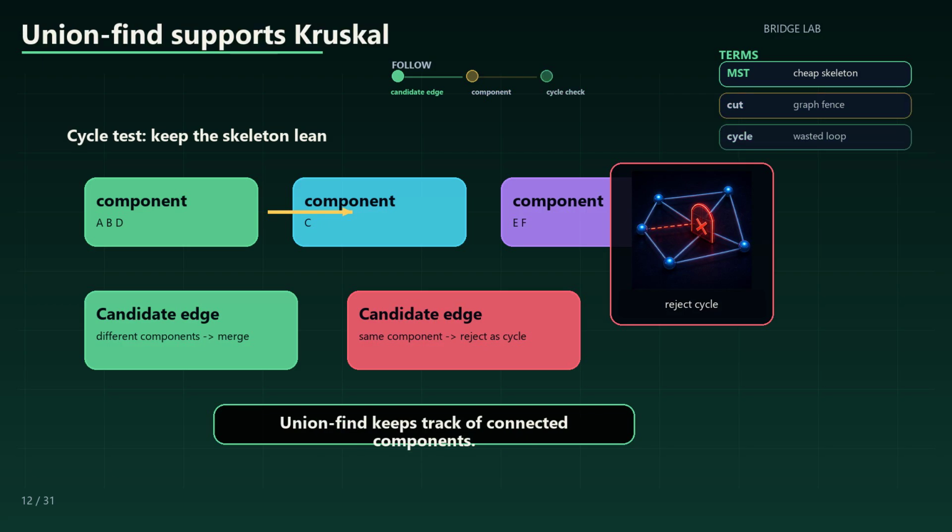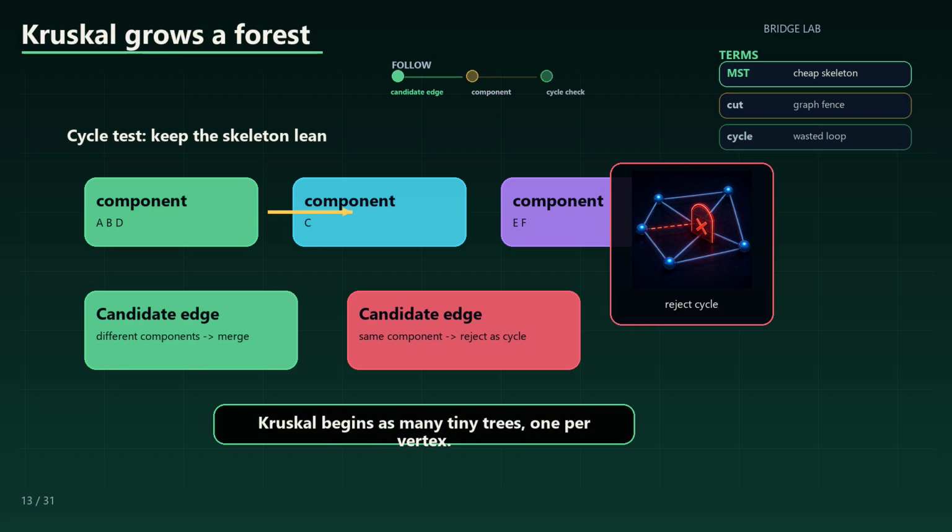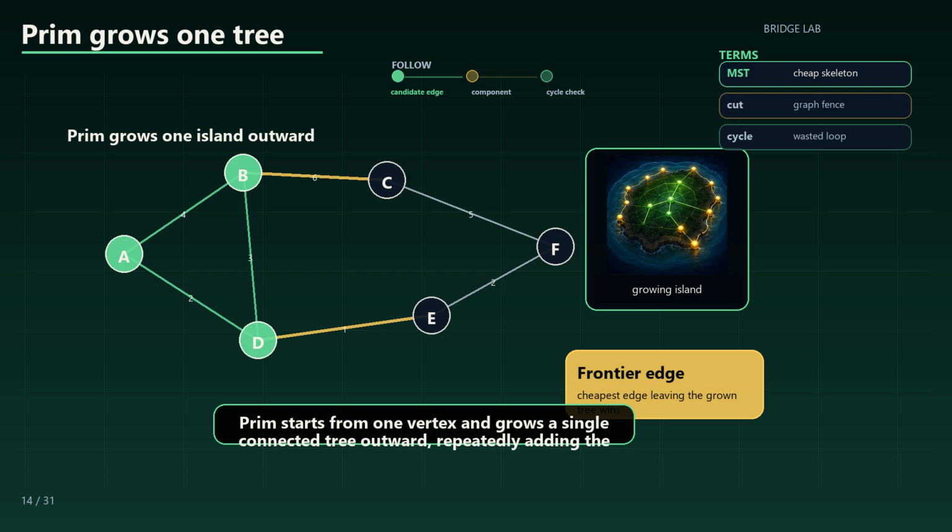UnionFind keeps track of connected components. It answers: are these endpoints already in the same component? If not, union them. Component labels act like name tags that merge after a successful union. Kruskal begins as many tiny trees, one per vertex. Each safe edge merges two trees until one connected tree remains. Prim starts from one vertex and grows a single connected tree outward, repeatedly adding the cheapest edge leaving the current tree.